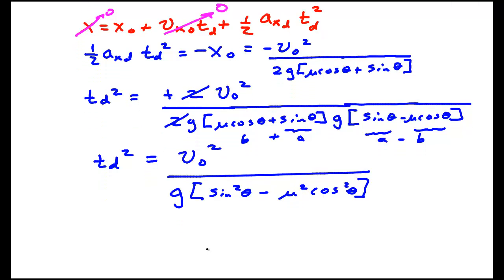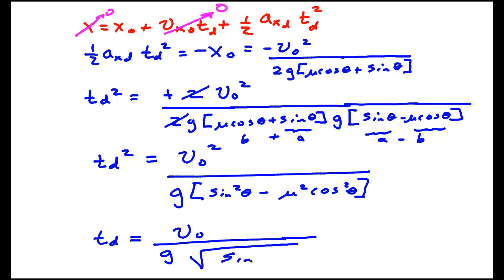Take the square root of both sides and take the positive root. TD is V naught over G, square rooted, sine squared theta minus mu squared cosine squared theta. So that is the time it takes to come down.